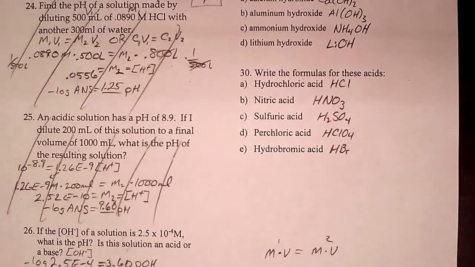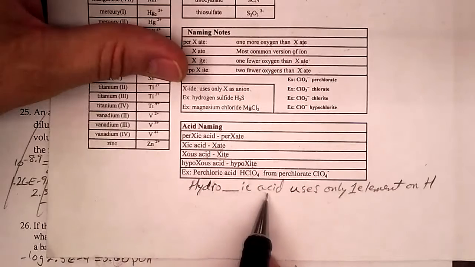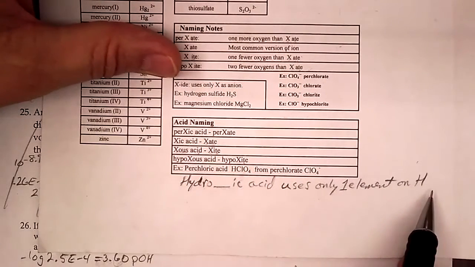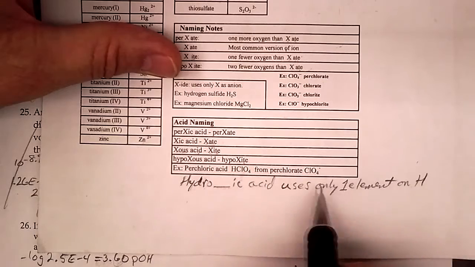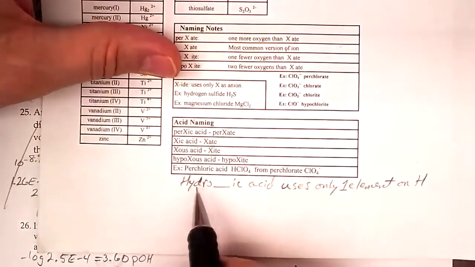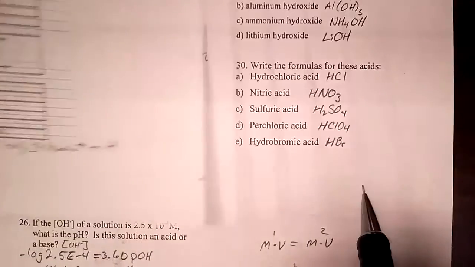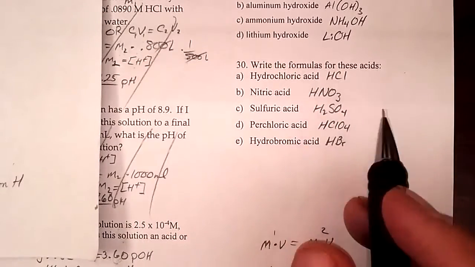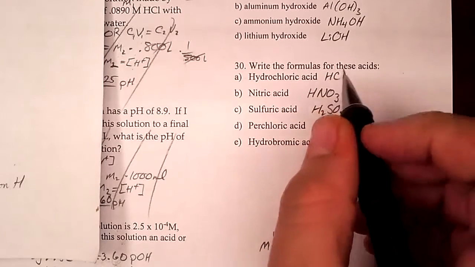Then I decided I would get a little nerdy on this and remind us how to name acids. If you don't care, then don't watch. Hydrochloric, and we said hydro-blank-ic acid uses only one element on H. So hydrochloric acid has one element on H. And of course, we know it's chlorine. And if chlorine is a -1, then it can take one H on it.